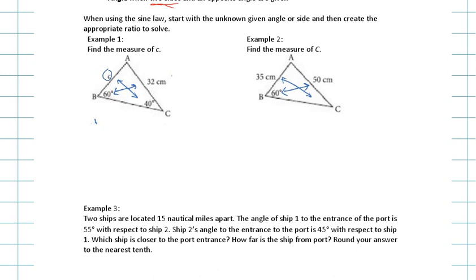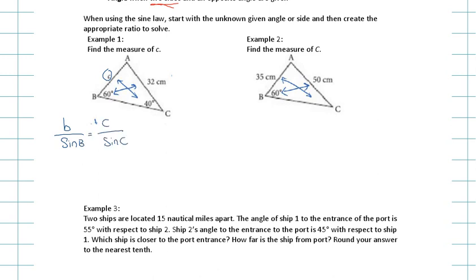Are we okay with this one? I have two formulas. I have sine A over A, sine B over B, sine C over C, or I have A over sine A, B over sine B, C over sine C. Which one am I going to use? I'm looking for a side. The first one, A over sine A. Okay, but I'm going to use B over sine B, right? Because I'm looking for a side.